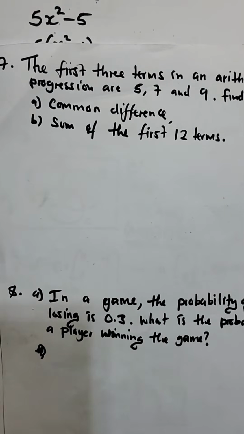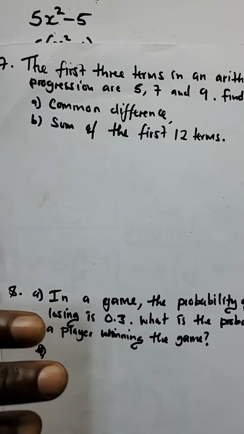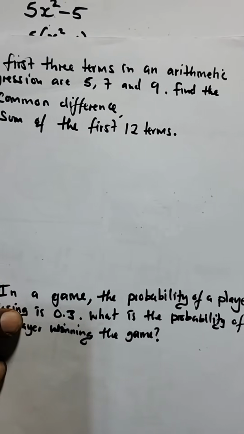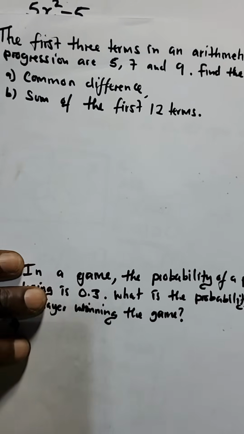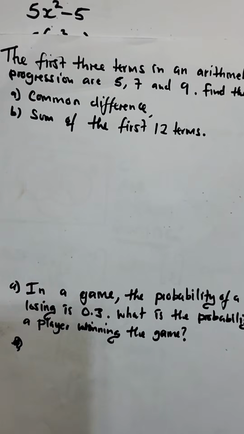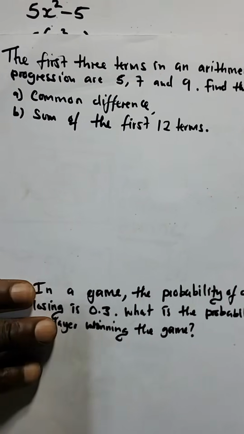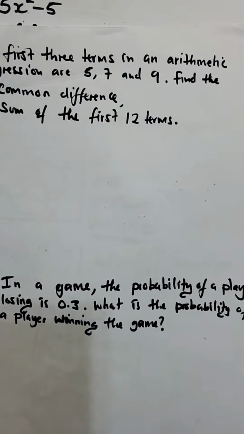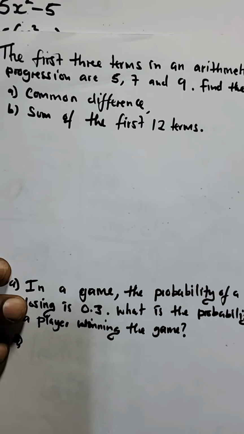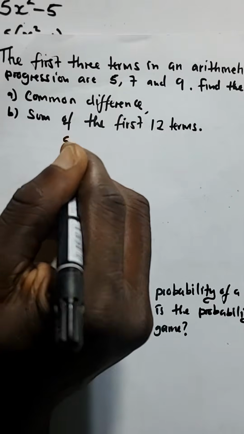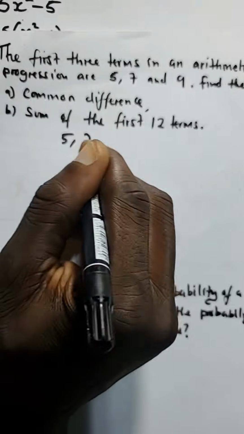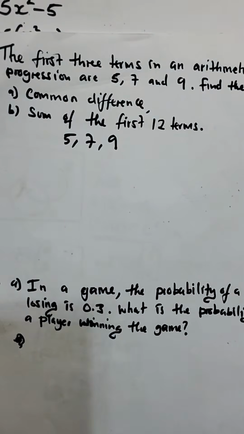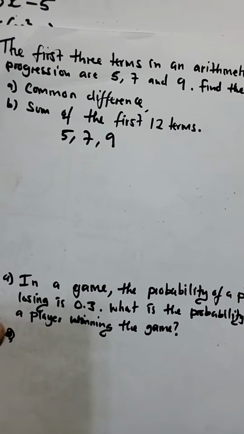Okay. Question 7 is under sequence and series. Question 6 is saying, the first 3 terms in an arithmetic progression are 5, 7, and 9. Let me just write them down. Find A, the common difference. So this is simple.